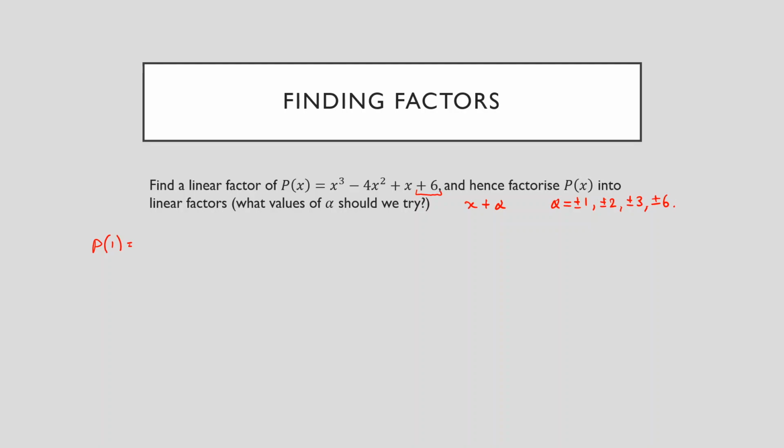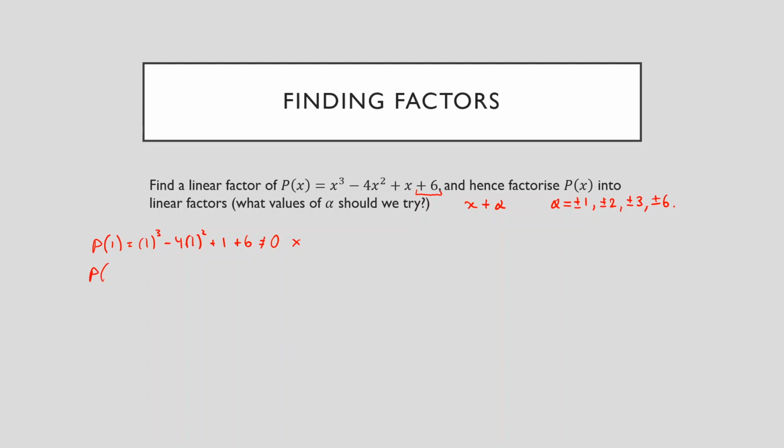So p of 1 gives us 1 cubed minus 4 times 1 squared plus 1 plus 6. 1 cubed is 1, 1 squared is 1, so 4 times that is 4. So 1 minus 4 is negative 3 plus 1 plus 6. Well, we know that's not equal to 0. Okay, so using an alpha value of 1, technically we're using alpha value of negative 1, but we're just substituting 1 into here. But that doesn't give us a value of 0 at the end.